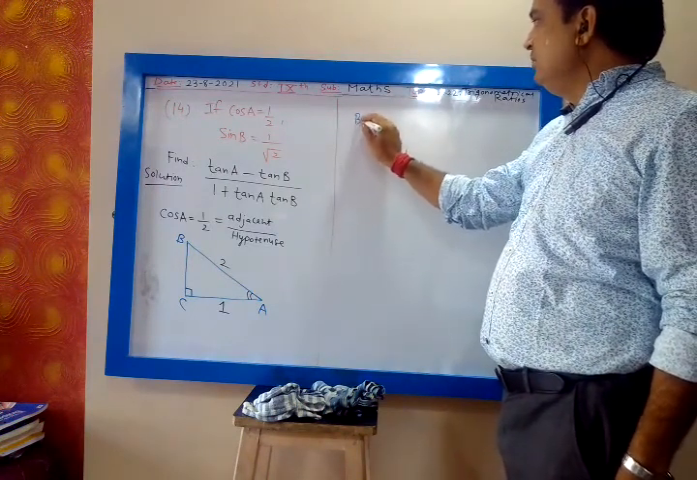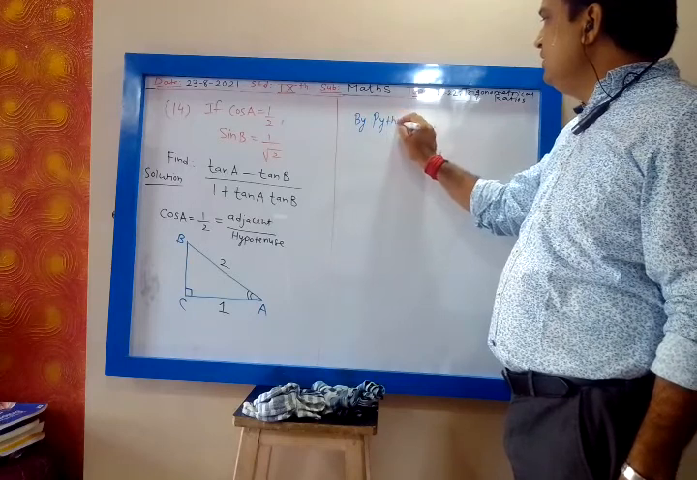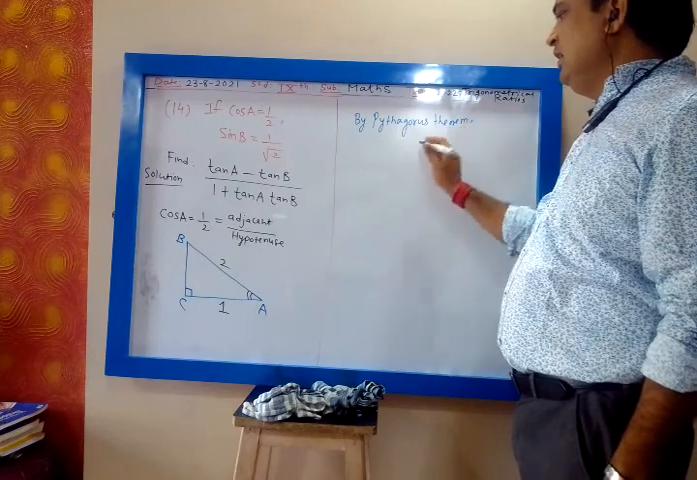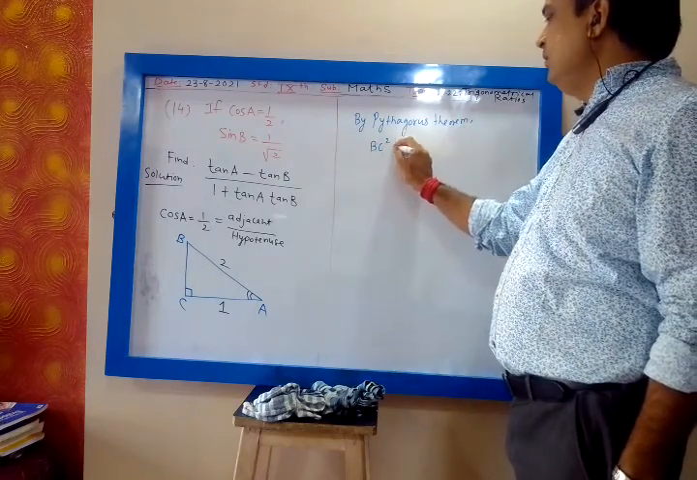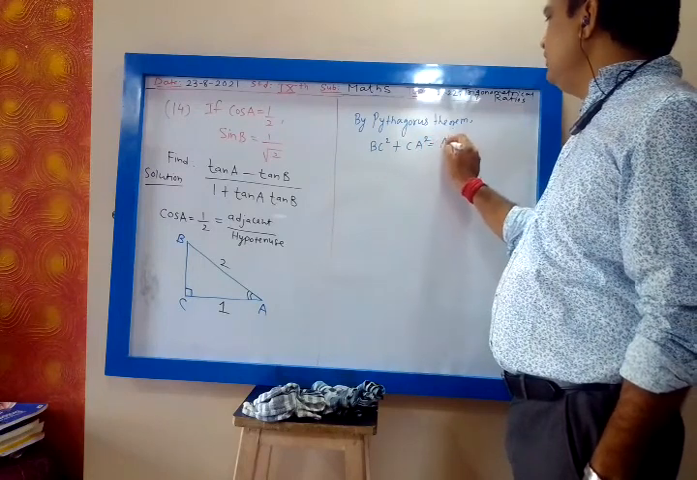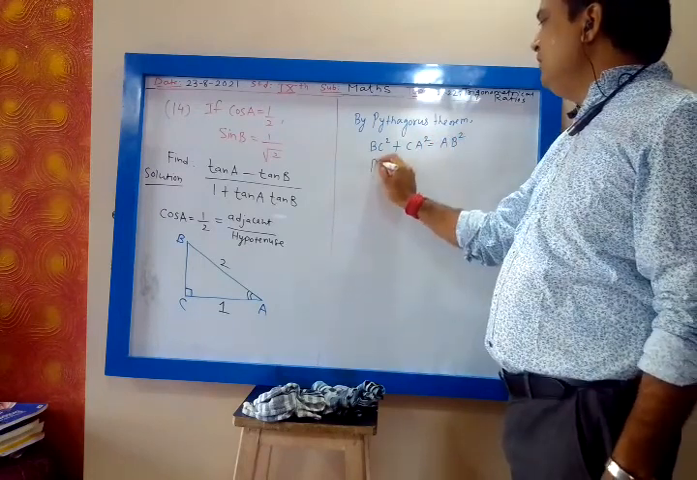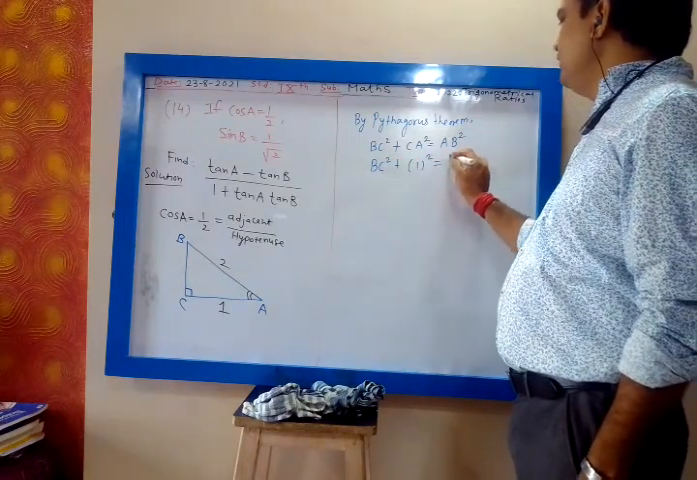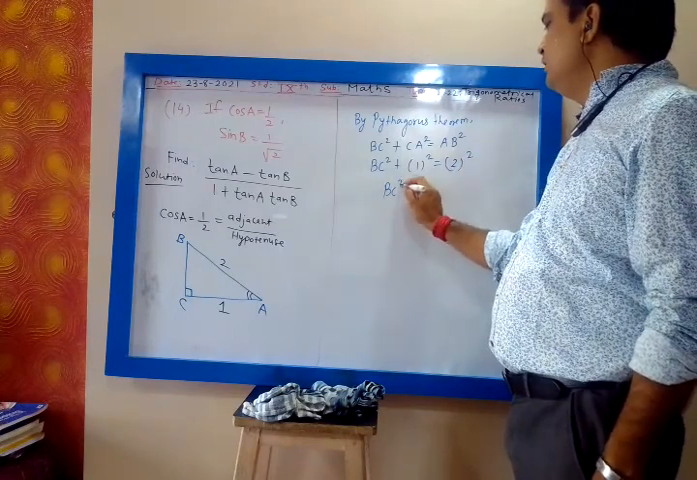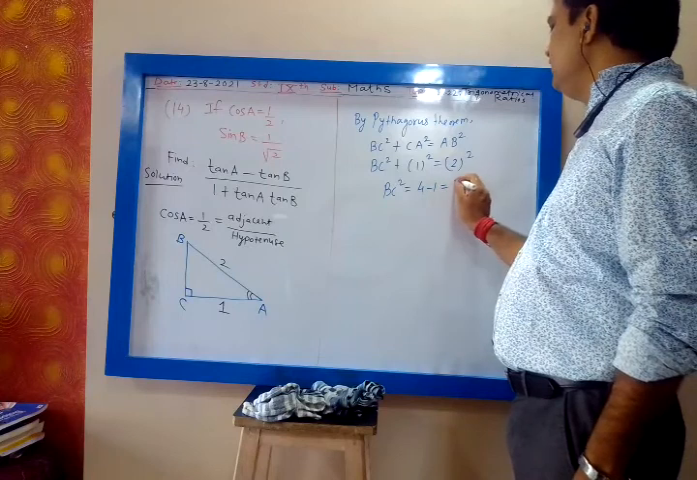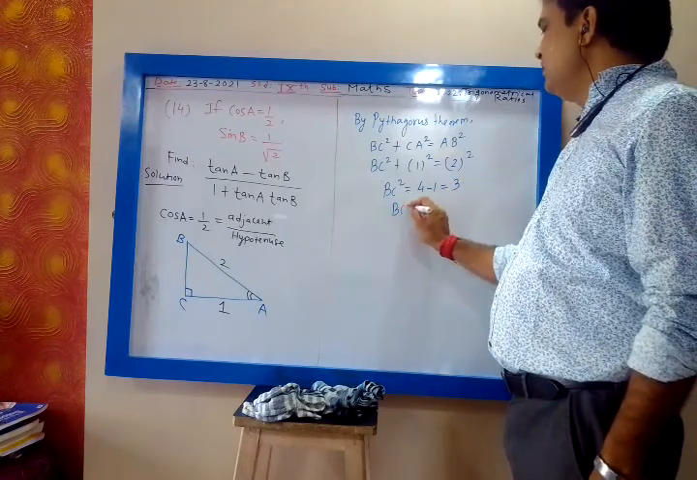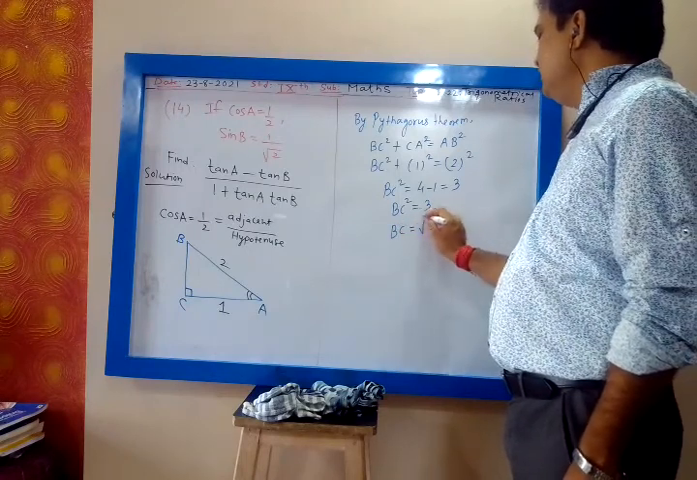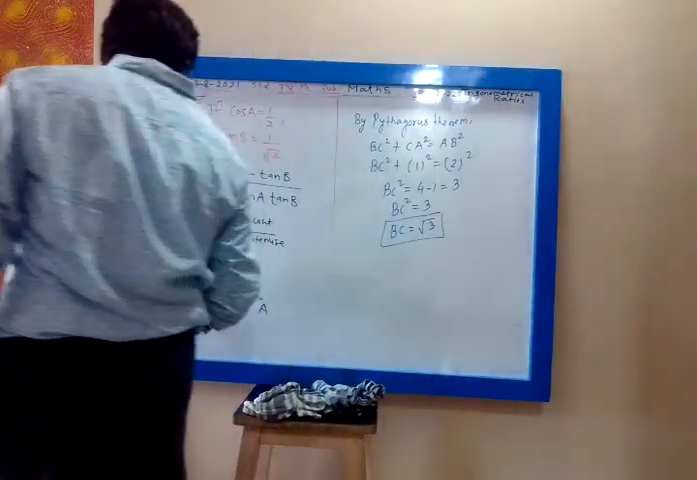So by Pythagoras theorem, you will get BC square plus CA square is equal to AB square. BC we have to find. BC square plus CA is 1 square is equal to AB is 2 square. So BC square is 2 square is 4, 4 minus 1 that is 3. So BC square is 3. So taking square root you will get BC is equal to root 3.